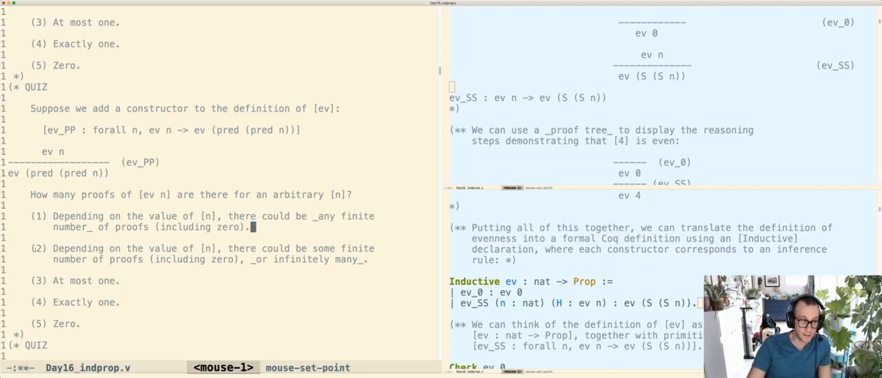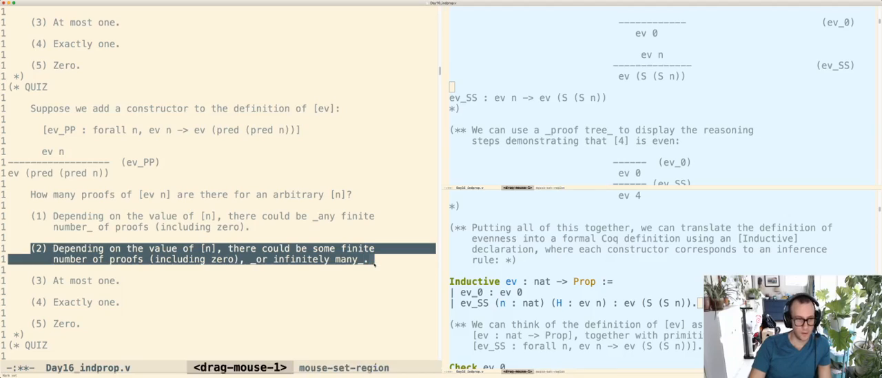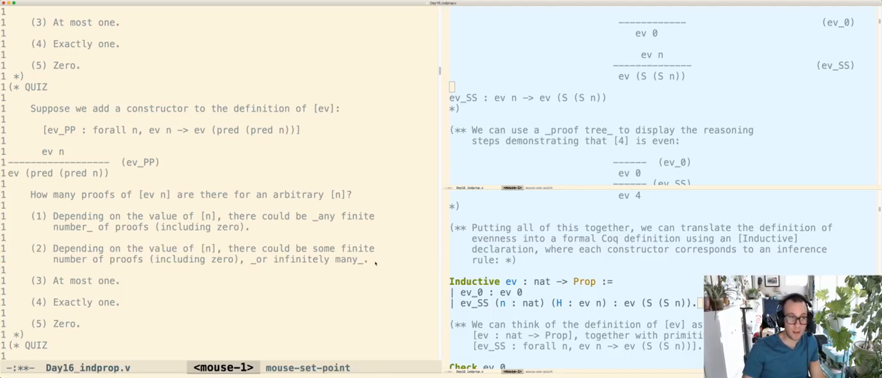So here the right answer is 2. There could be either 0 proofs or infinitely many proofs. How many proofs would there be that 0 was even? Well, you'd have EV0, but you would also have EVPP of EVSS of EV0, because every EVSS could be canceled, and then we would have a different proof, right?